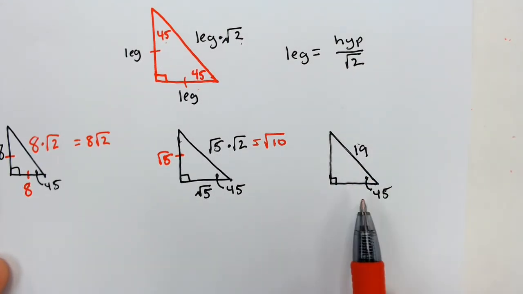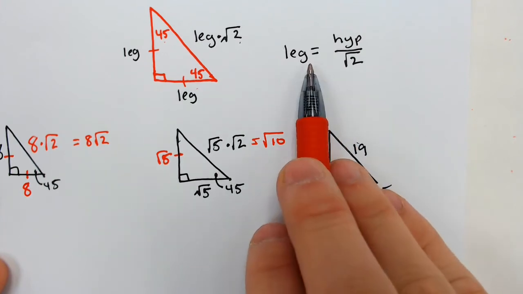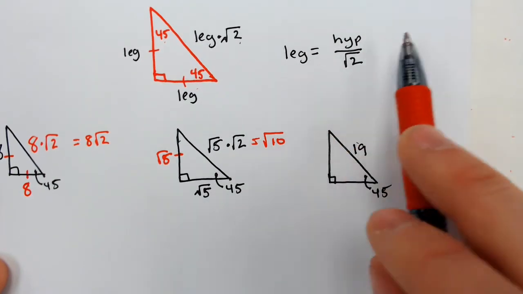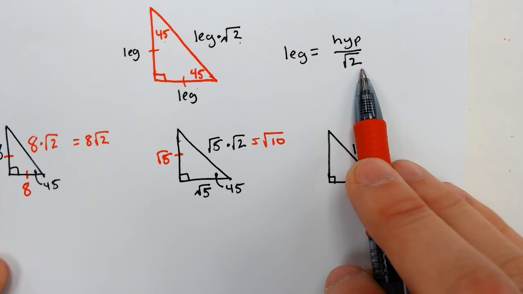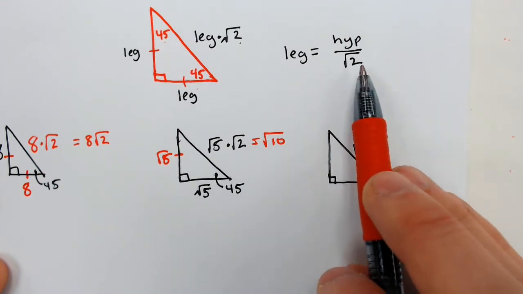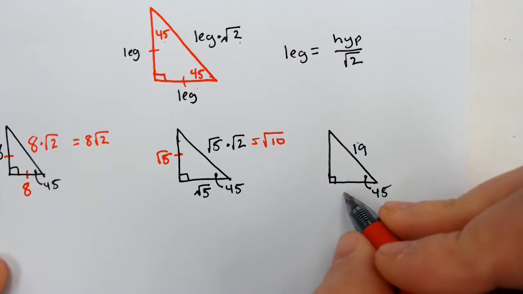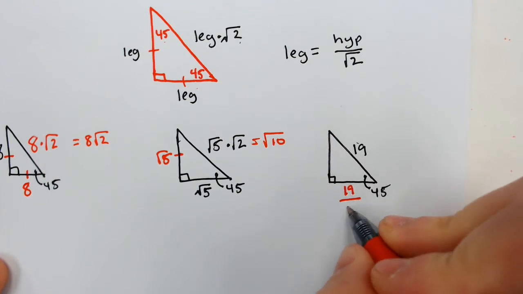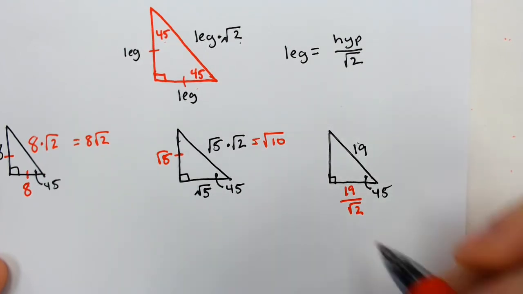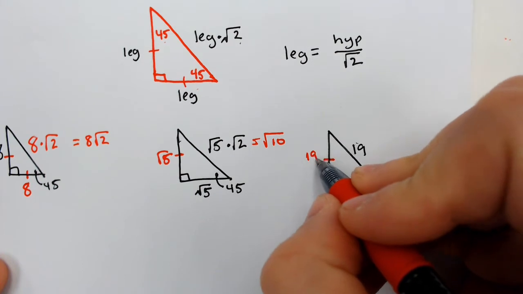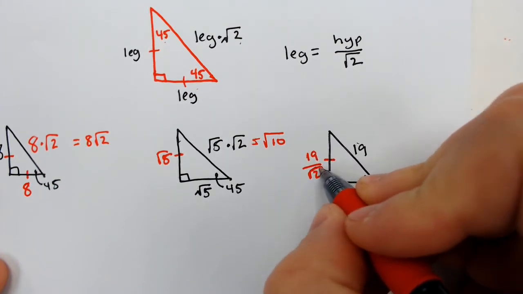Well, if you're given the hypotenuse, you have to find the leg by taking the hypotenuse and dividing by the square root of 2. So instead of multiplying by the square root of 2, you have to divide by the square root of 2. So that means that this side here is 19 over the square root of 2, and this side here would also be 19 over the square root of 2.